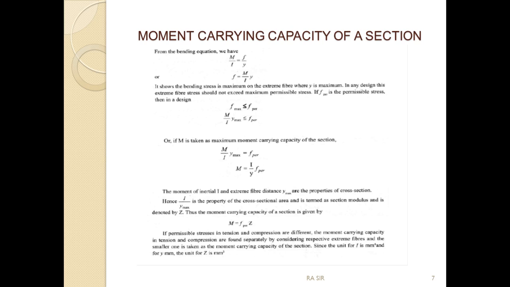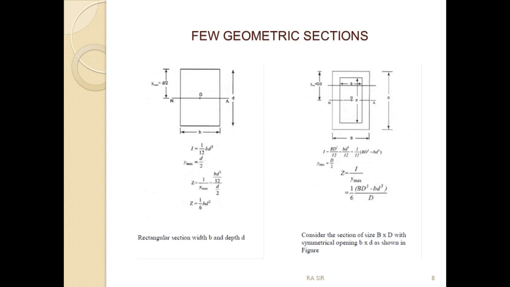Now a few examples I would like to share with you are how to find the value of Z for common structures like a solid rectangular structure or a hollow rectangular structure. In case of a solid rectangular structure, I is equal to 1 by 12 BD cube, and y max is equal to D by 2, where Z is equal to I by y max, BD cube by 12 divided by D by 2, and that gives Z equals 1 by 6 BD square.